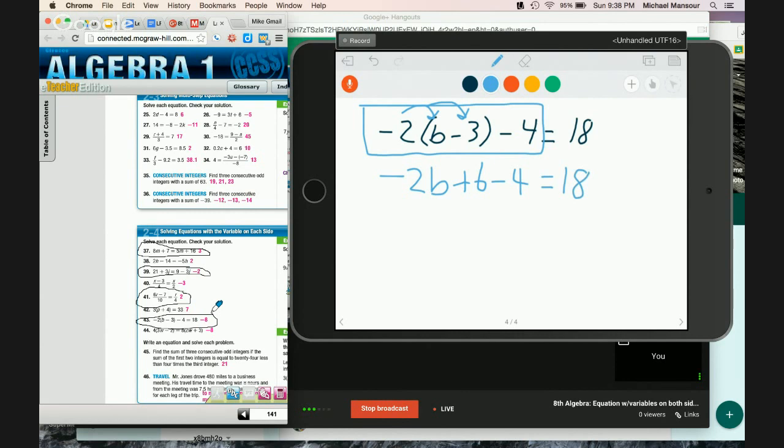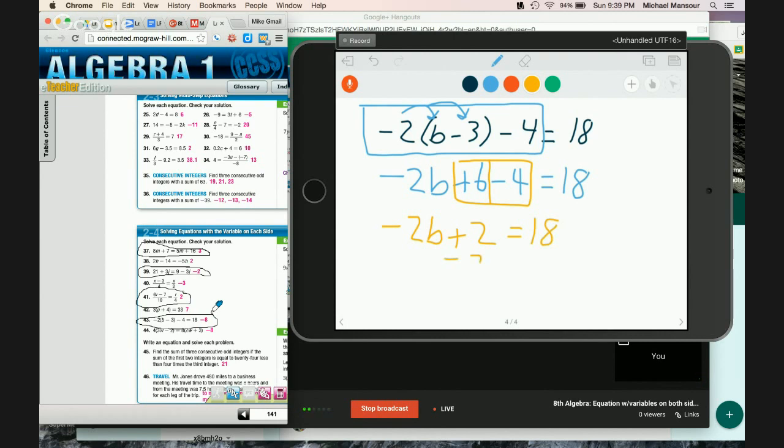Now it's tempting at this point to do the 6, do the 4, negative 4, and then do the 6. But really all we need to do is combine these first. Okay, so I've got a positive 6 and a minus 4. That's going to give me a positive 2. So I'm going to say plus 2. I got minus 2b plus 2 equals 18.